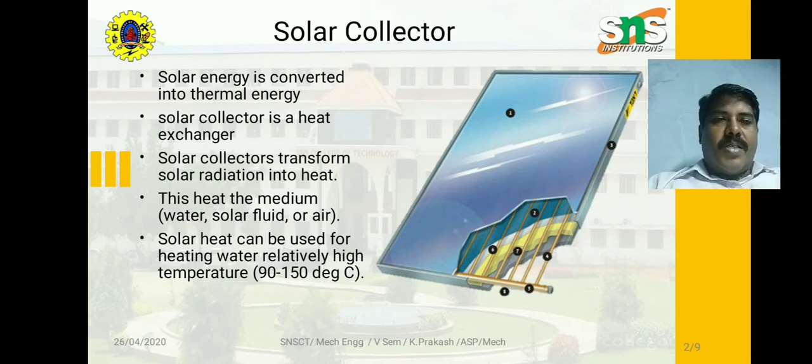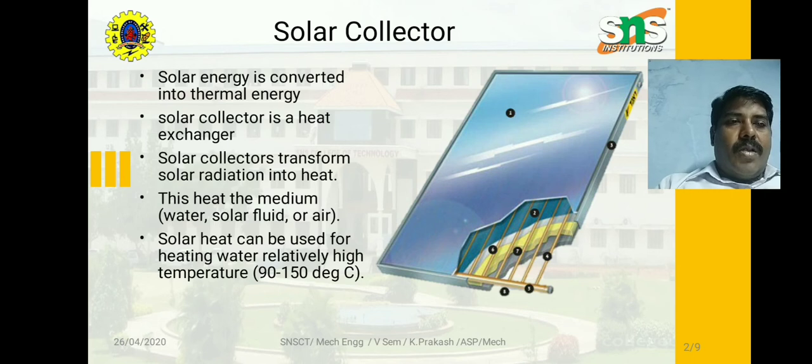Now let us discuss a solar collector. You can see from this picture, it is a collector where the solar radiation is absorbed, and this solar radiation is used to heat the water. This is a small solar collector which we use in our home for domestic purposes, for heating the water.